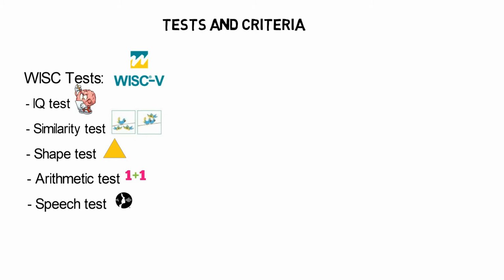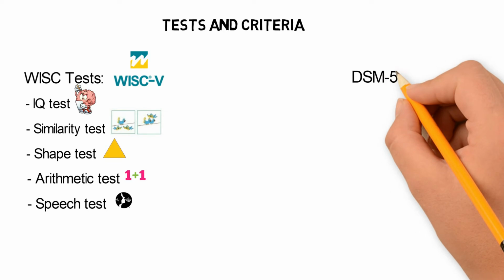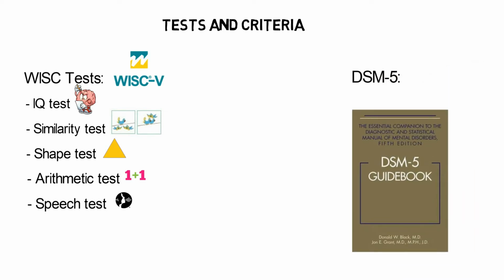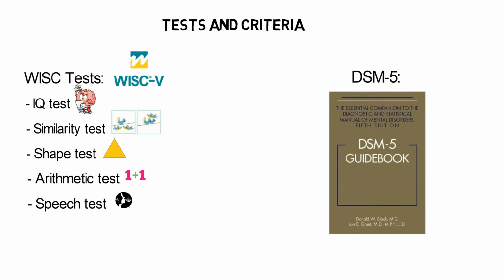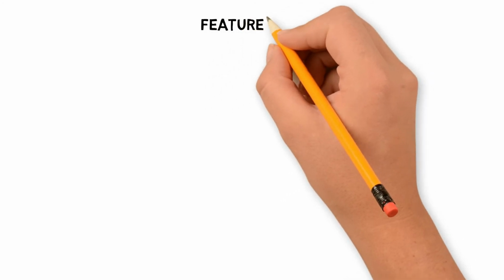Diagnostic and Statistical Manual of Mental Disorders, or DSM-5, is an internationally recognized manual for diagnosing and assessing mental disorders. Our machine learning model is trained according to the criteria specified in the DSM-5 manual. Now let's talk about the various features of our application.